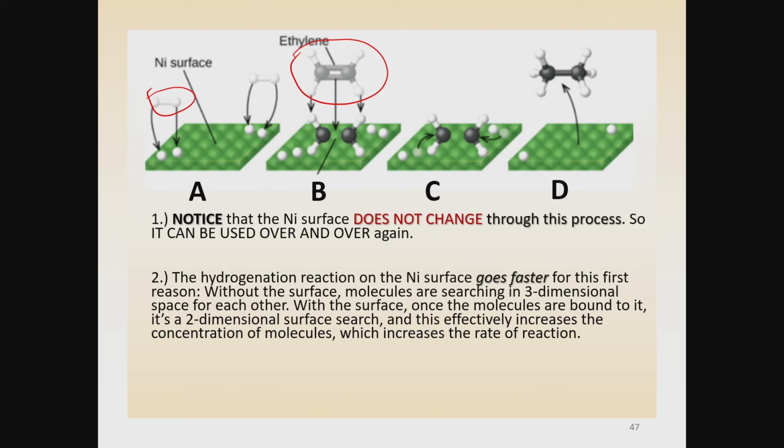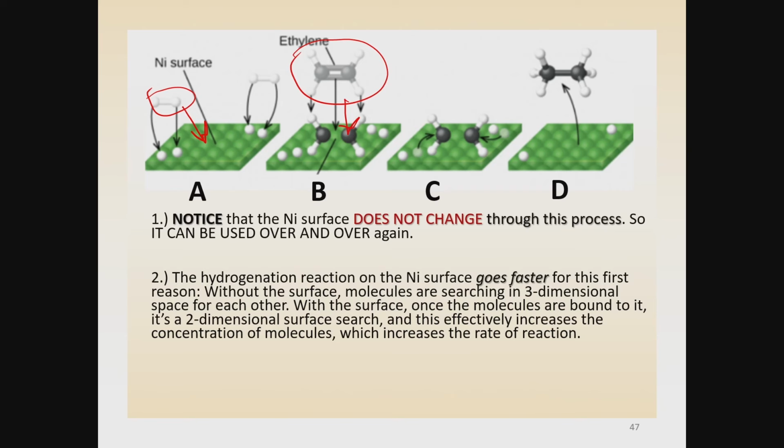Now, if you offer a catalyst to these molecules, it serves as a surface for these molecules to dock onto. Once the molecules are on the surface, you have taken a three-dimensional search and made it a two-dimensional search. And so the molecules can more readily find each other and react with one another. This, in effect, increases the concentration of the reactants, and so one reason the reaction goes faster is increased concentration.